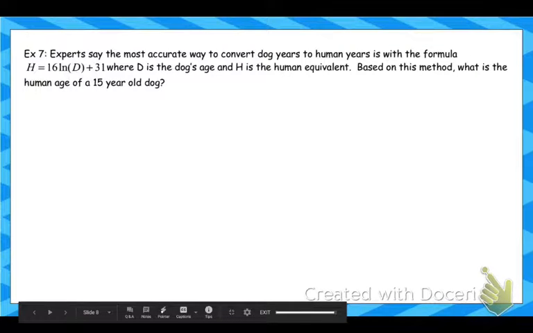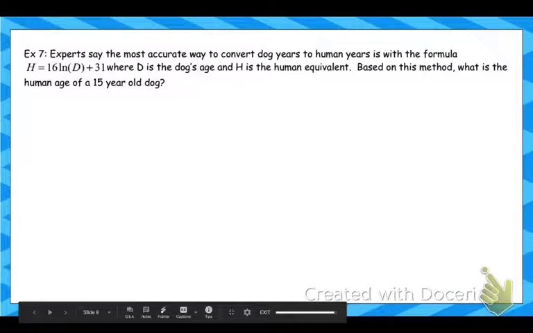All right, then the last one. This one I thought was actually kind of interesting. This is an article that my mom found and sent to me. It says that usually when we talk about dog years, we just multiply by 7. But experts actually found a more accurate way to equate dog age to human age with this log equation. D is the dog's age, H is the human equivalent.